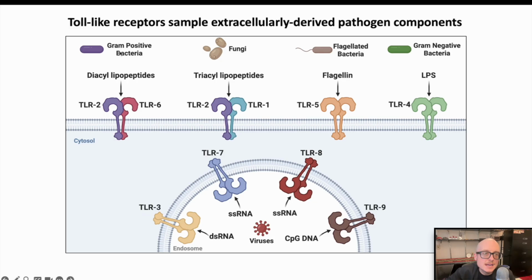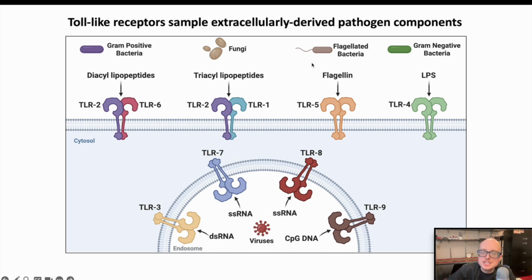So you can see here, for example, that gram-positive bacteria tend to produce something called diacyl lipopeptides, which will activate the TLR2/6 receptor, whereas funguses produce things called triacyl lipopeptides, and that is going to be more complementary to a heterodimer of TLR2 and TLR1. So on and so forth.